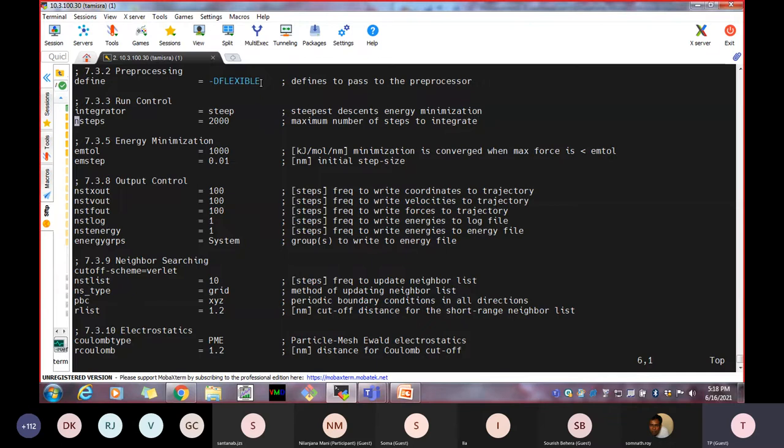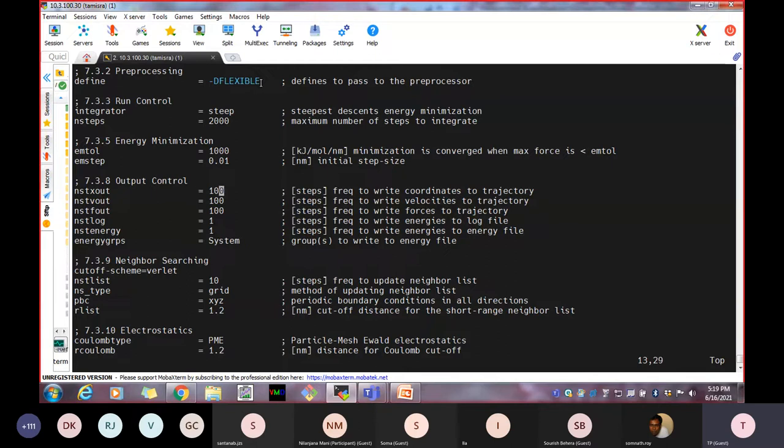So there is the integrator; we use the steepest descent algorithm. For nsteps we have used 2000 steps. And we have set the maximum force: if the force acting on any of the atoms is less than 1000, then we will consider that configuration, or else we will drop that and look for some other positions in the phase space. And in this way, we create the output file.